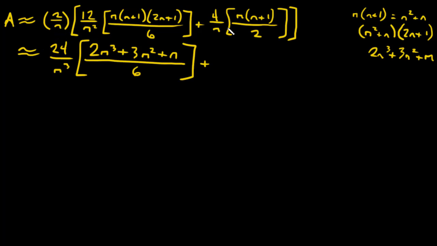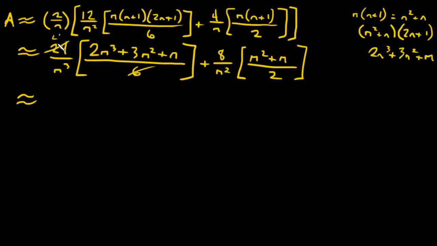now I have to distribute this 2 over n times 4 over n. That is going to give me 8 over n squared times n plus 1, which is n squared plus n over 2. Alrighty, we're almost there. So now I can distribute this, again simplifying it first. The 6 cancels with a 4. So I have 4 over n cubed times 2n cubed. The n cubes are going to cancel. I'm going to be left with 4 times 2, which is 8.